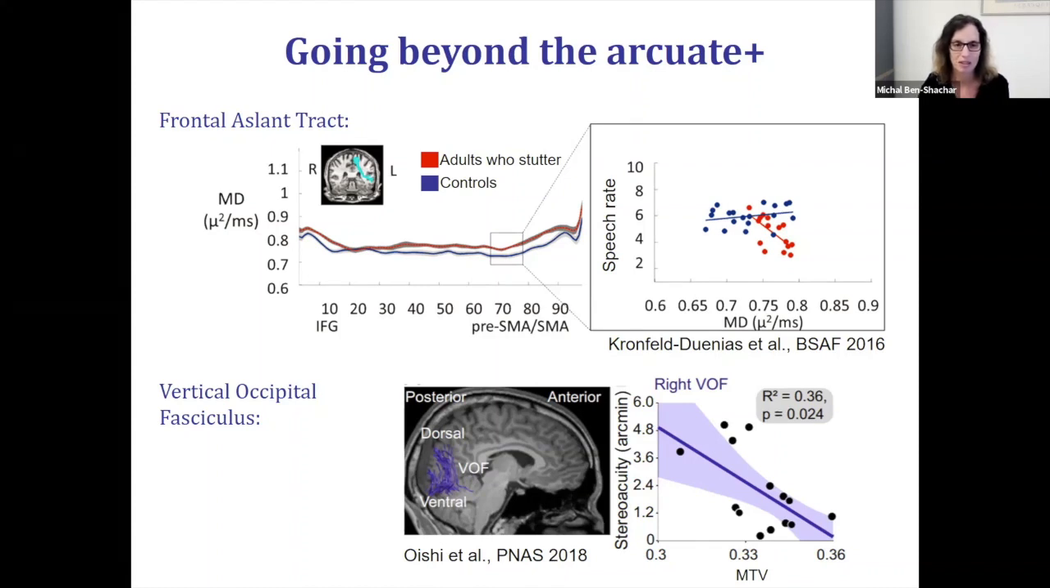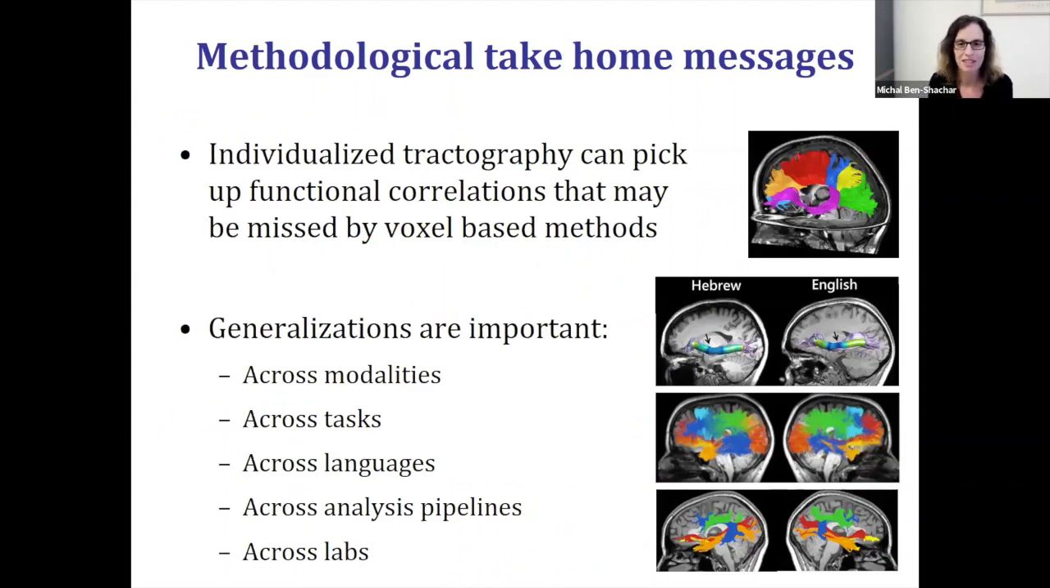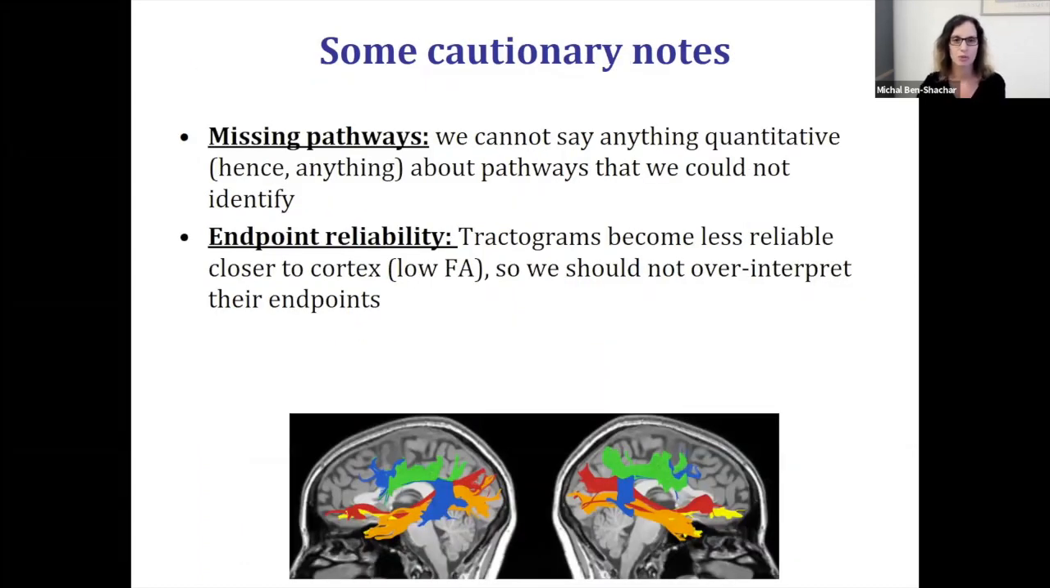suspects using tractometry methods. To summarize, I argued that tractometry can be used to discover novel relations between white matter structure and cognitive function. I also want to highlight again the importance of generalizations and reproducible research in this field, not only across different languages and task modalities, but also across different research groups and analysis methods. I want to take this opportunity to mention a few points of caution concerning missing pathways and tracked endpoints. The first point is, if we didn't find a pathway, we didn't learn anything about this pathway. The second point is, strange things might happen in tractography when we get closer to cortex, though I'm not sure I would take the precise endpoints very seriously when we interpret our findings.